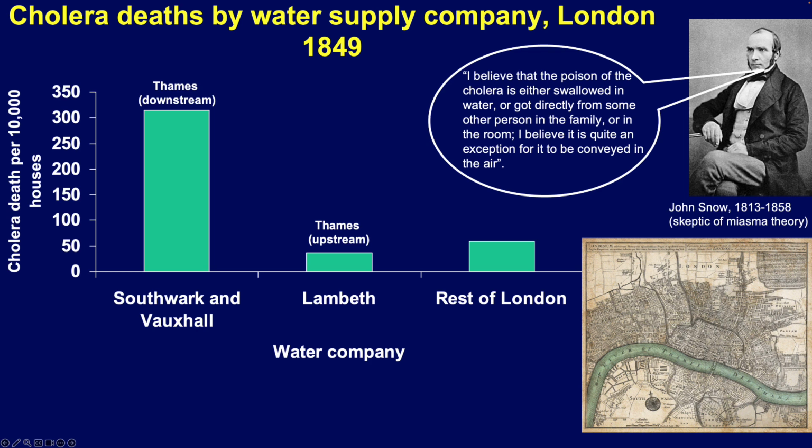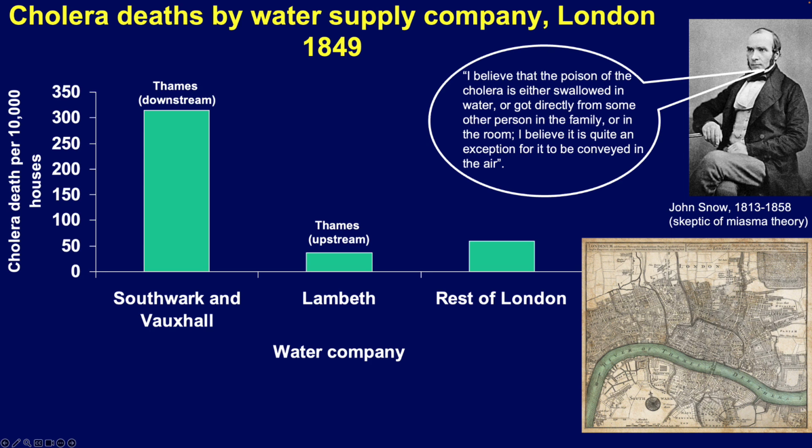It turned out that the Southwark and Vauxhall Water Supply Company got their water from the Thames River downstream of London, along with all the sewage from the city, whereas the Lambeth water supply company got its water from the Thames River upstream of London.